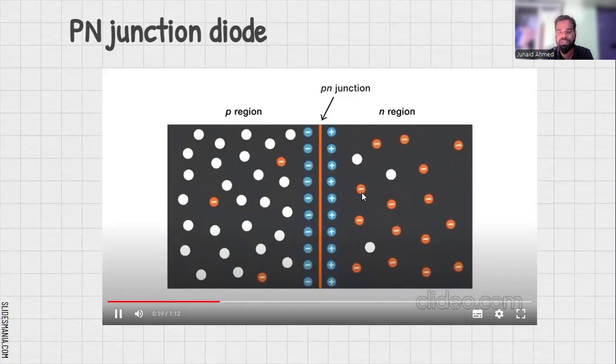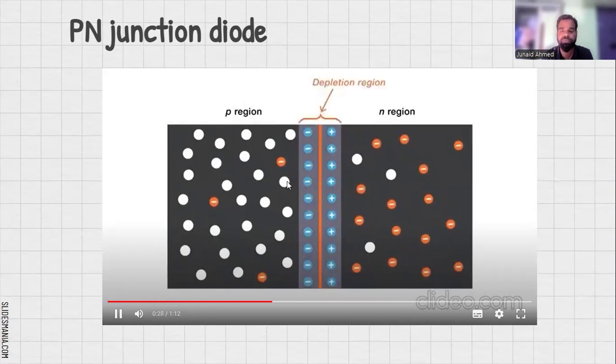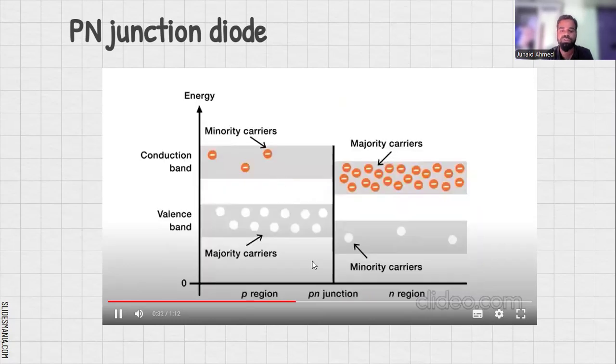So no more electrons can travel across this depletion region because it creates an electric field. The electron doesn't have sufficient energy to jump across the depletion region. So if you want to make the electron jump, we have to supply a sufficient amount of energy to jump this depletion region here.